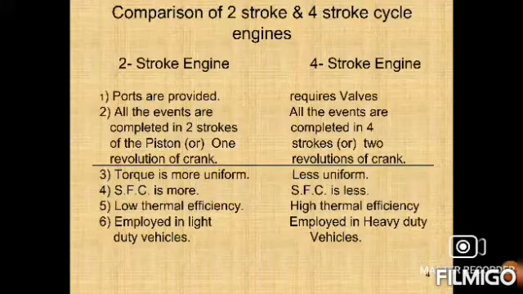The main difference between the two-stroke engine and the four-stroke engine is the revolutions of the crankshaft. In a two-stroke engine, all the events, suction, compression, power and exhaust, are completed in one revolution only. In a four-stroke engine, there are two revolutions of the crankshaft, and the power is obtained only once in those two revolutions. That is the main thing.